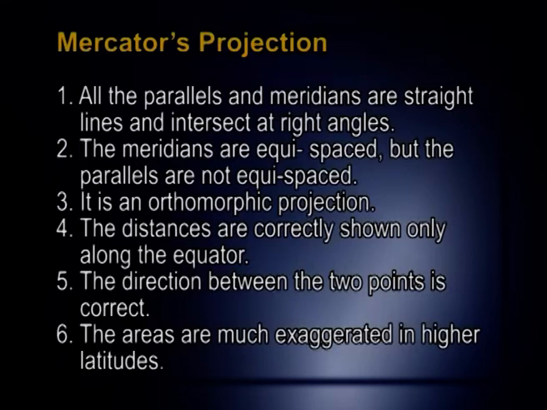Properties. Number 1. All the parallels and meridians are straight lines and intersect at right angles. Number 2. The meridians are equispaced, but the parallels are not equally spaced. Number 3. It is an orthomorphic projection. Number 4. The distances are correctly shown only along the equator. Number 5. The direction between the 2 points is correct. Number 6. The areas are much exaggerated in higher latitudes.